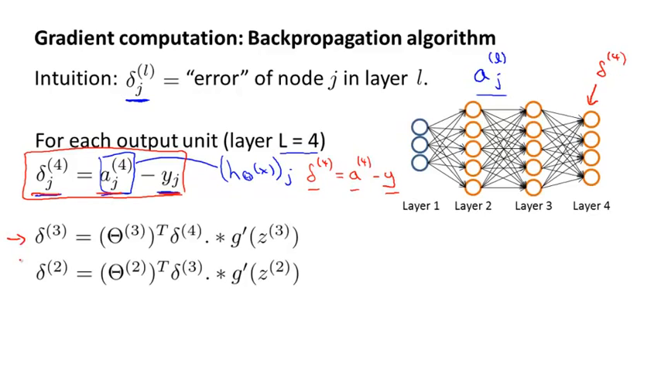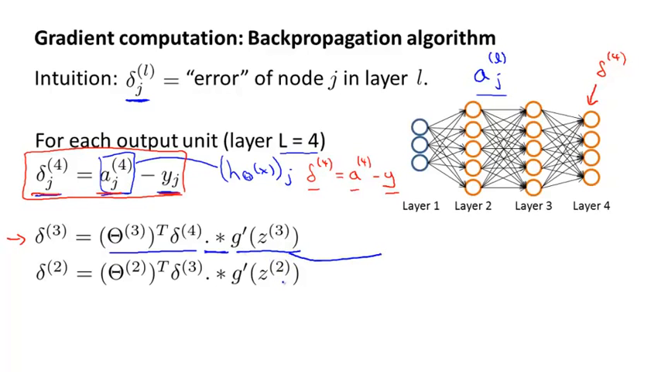Here's the formula for computing delta 3. Delta 3 is equal to theta 3 transpose times delta 4, and this dot times, this is the element-wise multiplication operation that we know from MATLAB. So theta 3 transpose delta 4, that's a vector. g prime of z3, that's also a vector. And so dot times is an element-wise multiplication between these two vectors. This term g prime of z3, that formally is actually the derivative of the activation function g evaluated at the input values given by z3.